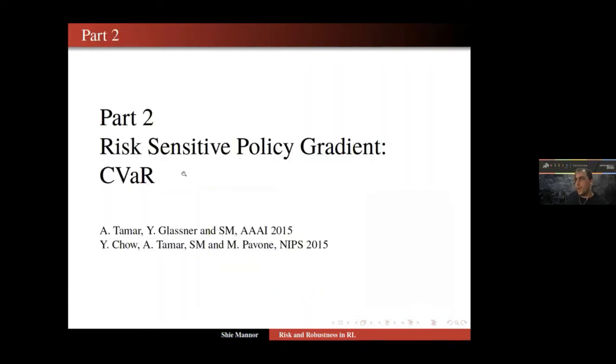Okay, so let's move to the second part of today's talk. I'm going to talk about risk-sensitive policy gradients, and especially about conditional value at risk.